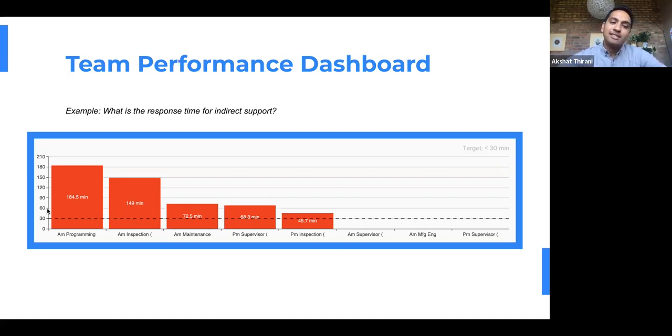And so over here, we can see the response time for programming is 180 minutes, which is over 3 hours. This might reveal a different problem around process change in order for the engineering team to support operators faster.